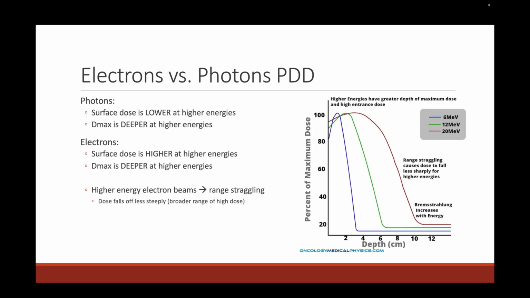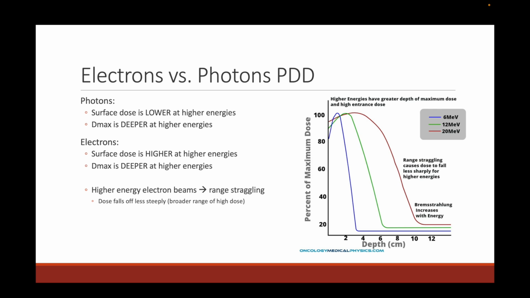In my opinion, the most important physics concept to understand around electrons is their percent depth dose curve and how it differs from photons. I think if you understand this, that is probably one of the most commonly asked questions when you're in a radiation oncology clinic.